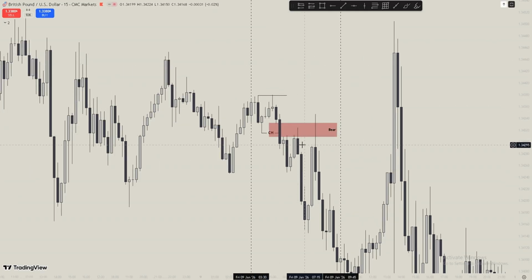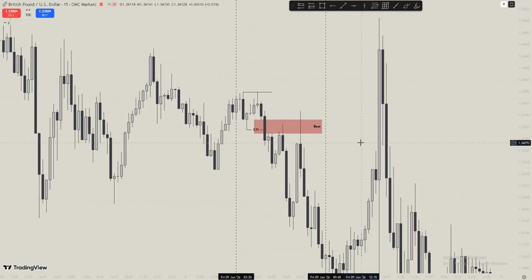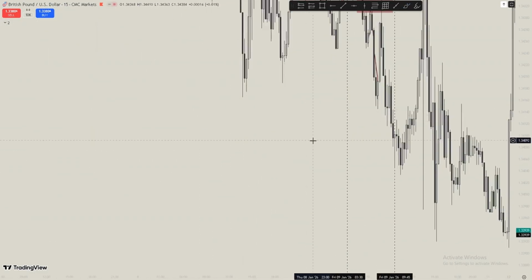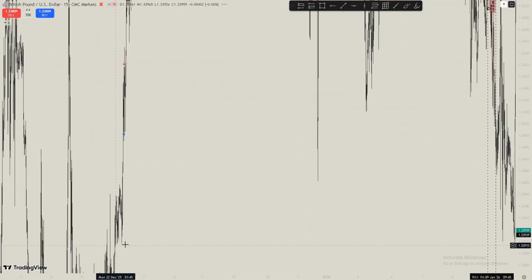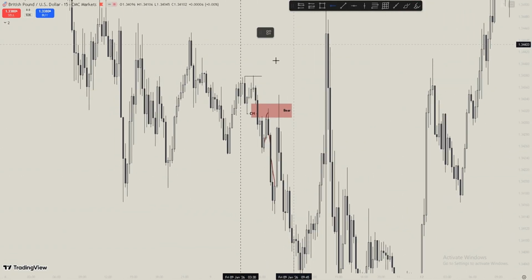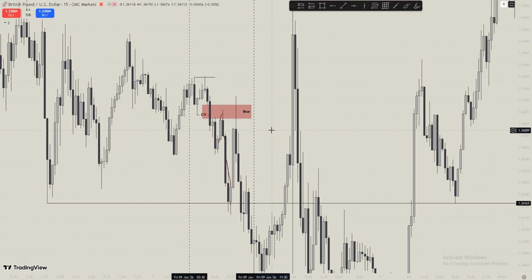So price rejected it, so it's good to see that it went back here and then pushed down. I don't recommend putting your take profits too low, here or here. That's not how fair value gap works. So the max you can put your take profit was here. Don't put any further.